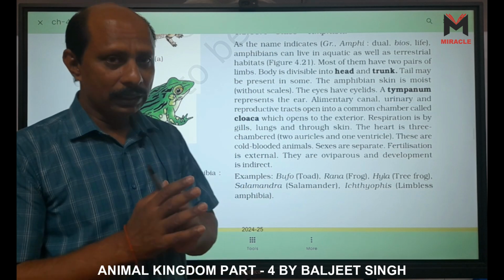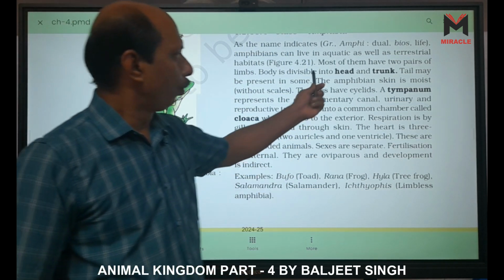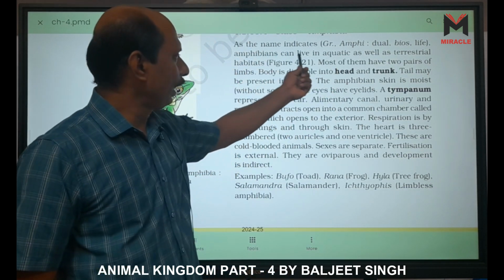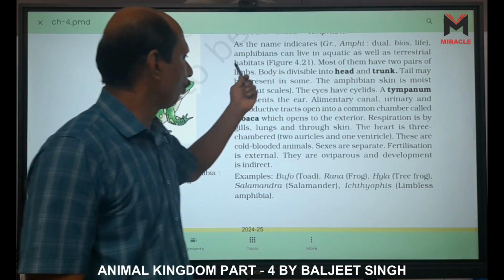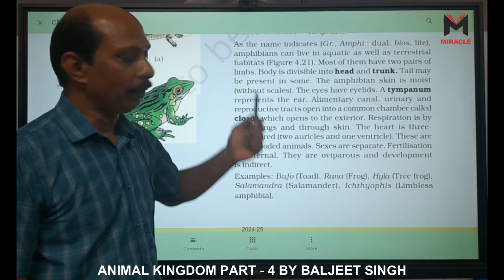One thing is there. Their larva is totally aquatic. Most of them have two pairs. What is given in NCERT? Amphibians can live in aquatic as well as terrestrial mode of life or habitat. Most of them have two pairs of limbs.